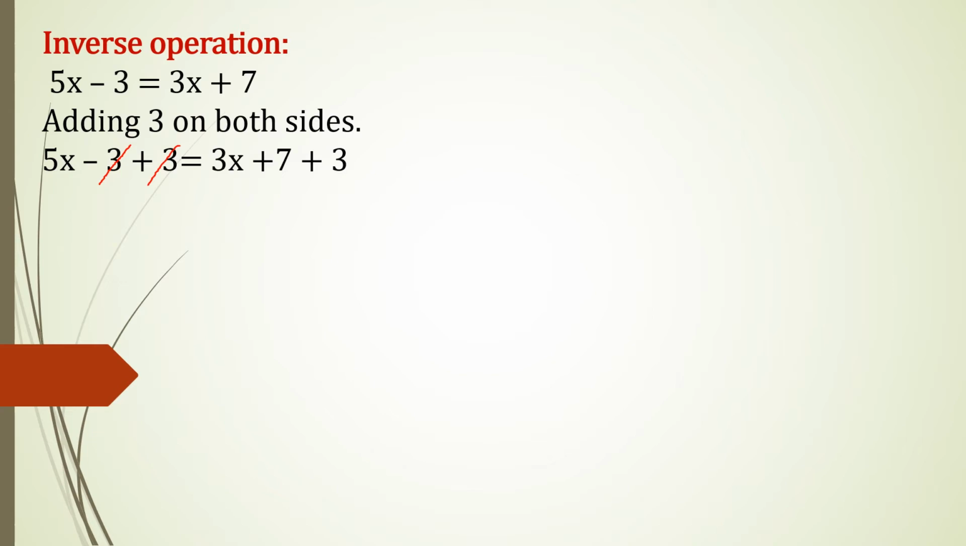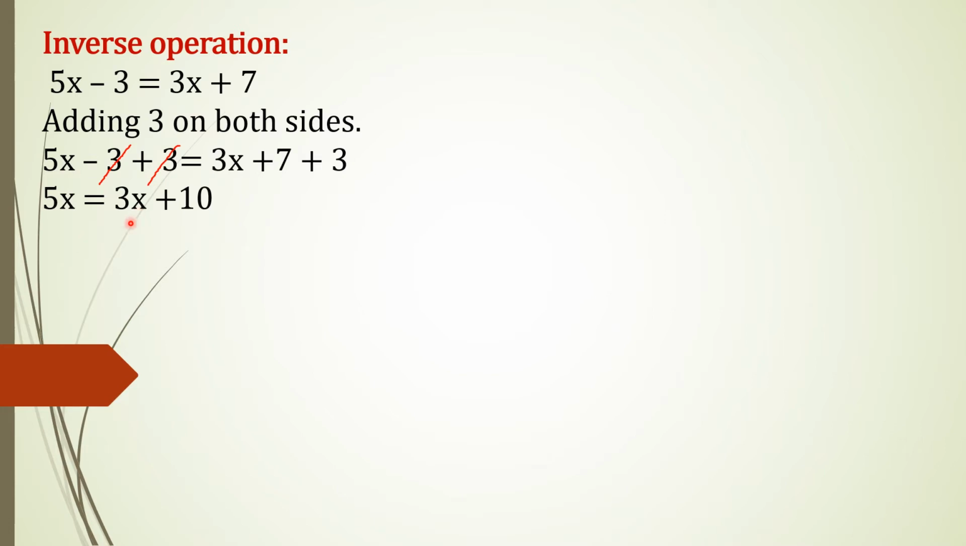So what remains next? 5x on the left hand side remains, equal to, on the right hand side, 3x is there, so we'll write down 3x. Now plus 7 plus 3 is 10, so we'll write down 10. Now students, I want the value for the variable, that is the x value. You can see on the right hand side we have 3x over here. I don't want this, so I will remove it. My next step would be removal of 3x from the right hand side.